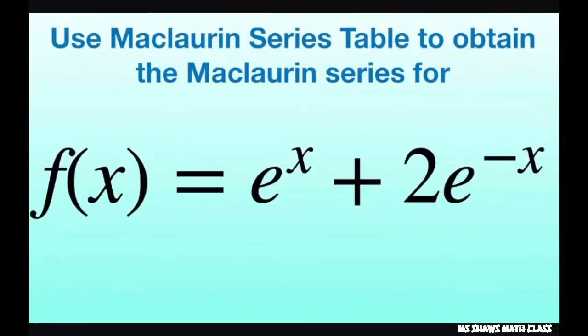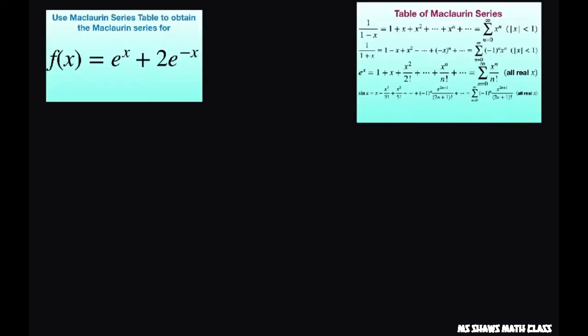Everyone, we're going to use the Maclaurin series table to obtain the Maclaurin series for f of x equals e to the power of x plus 2 times e to the power of negative x. We're going to use this table, and I'm looking at e to the x here, and I'm going to use this here. I'm going to write it for you so you can see it better.